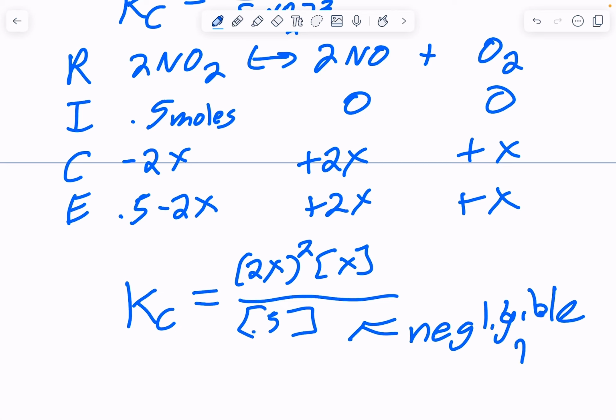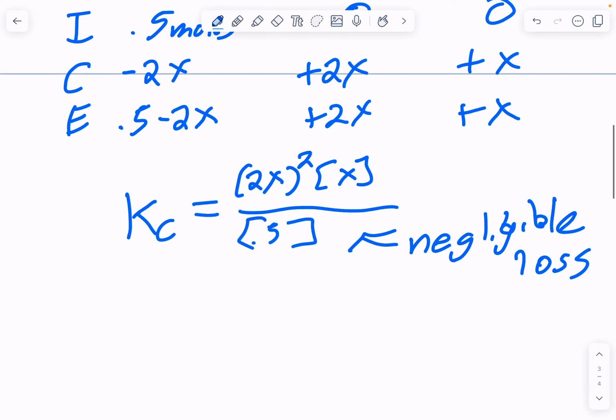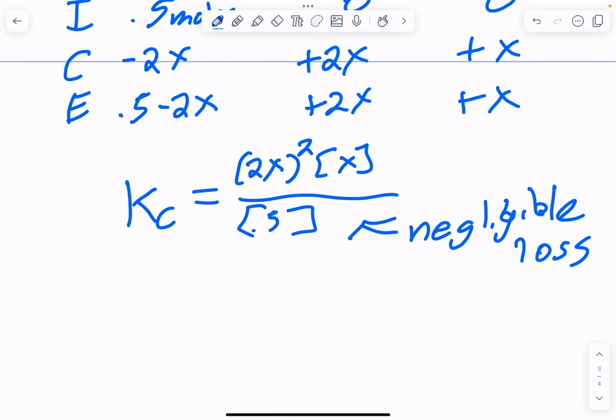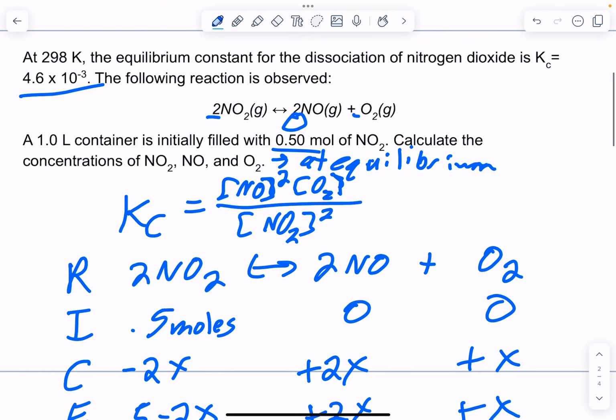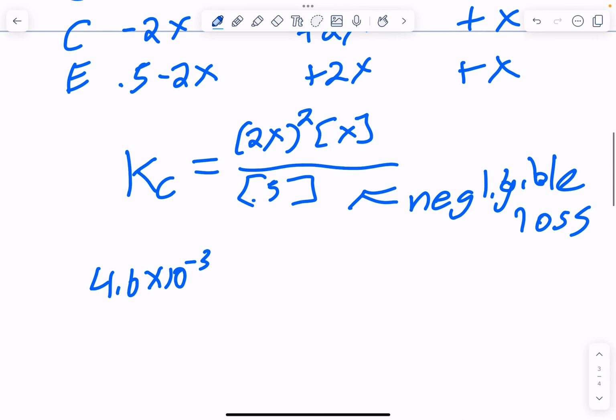Negligible loss. So we can leave it like that. Okay, we know our Kc. I can plug that in. It is 4.6 times 10 to the negative 3. I get that from up here, 4.6 times 10 to the negative 3. And that's going to be equal to 2x squared times x.